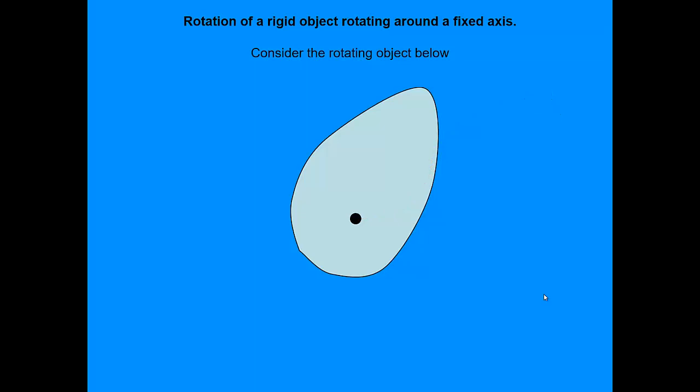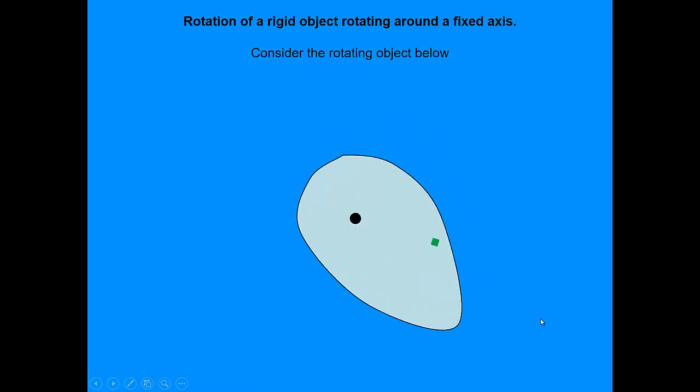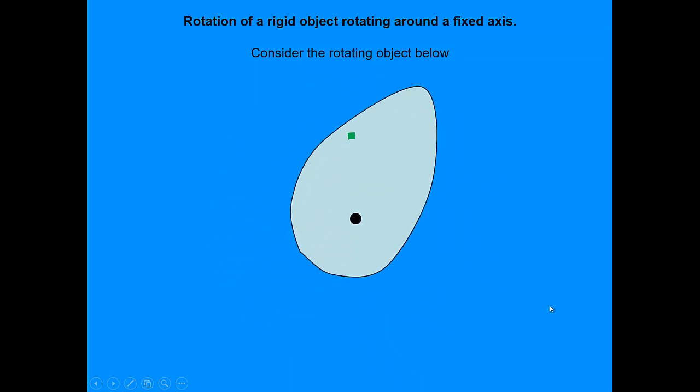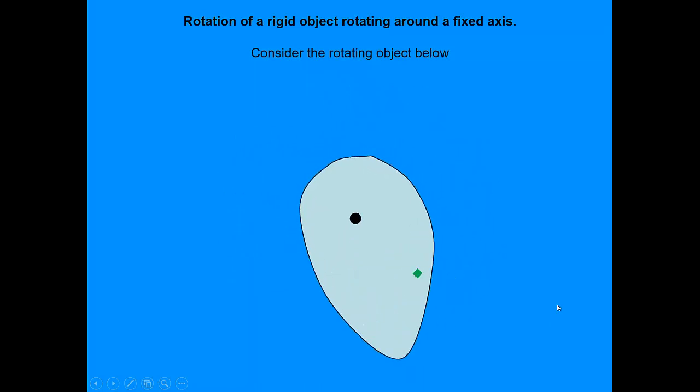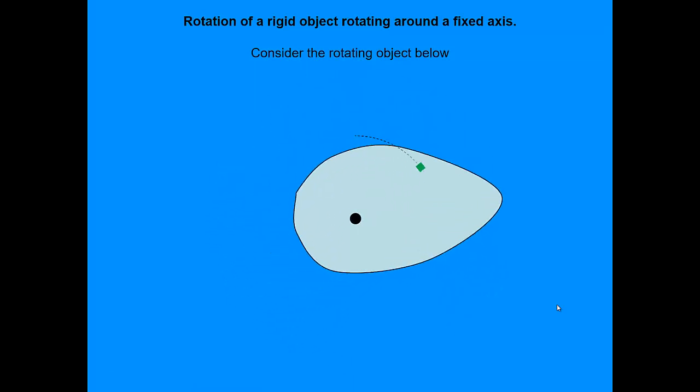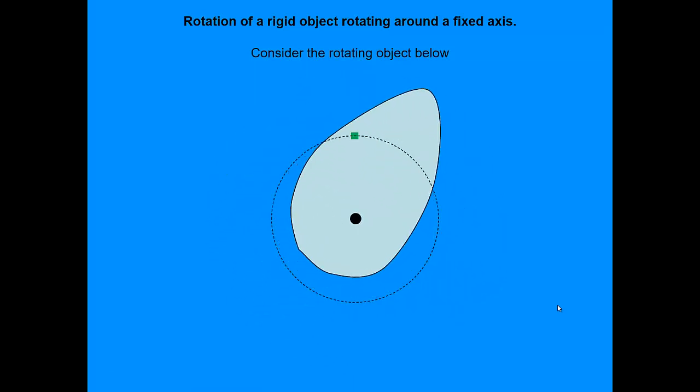Well, if I want to try to figure out again how to describe where this object is, maybe I could do that by picking a point. Maybe that would help. So here's a point of this object. If it's rotating, do you notice what that point's doing? It's moving in a particular shape, isn't it? Watch it again. Yeah, it's moving in a circle.